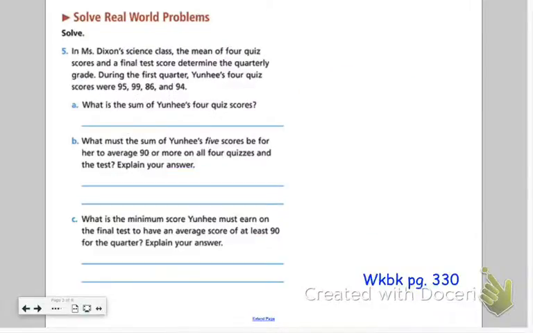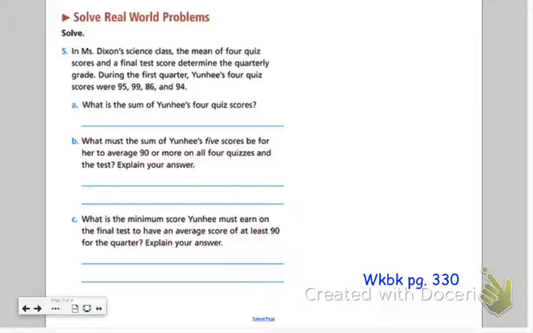Now let's move on to the next page, workbook page 330. This is where it gets a little more challenging. Number 5 says, in Miss Dixon's science class, the mean of 4 quiz scores and a final test score determine the quarterly grade. During the first quarter, Yunni's 4 quiz scores were 95, 99, 86, and 94. We've got 4 quiz grades so far, and there's still a final test that Yunni hasn't taken yet. What is the sum of Yunni's 4 quiz scores?